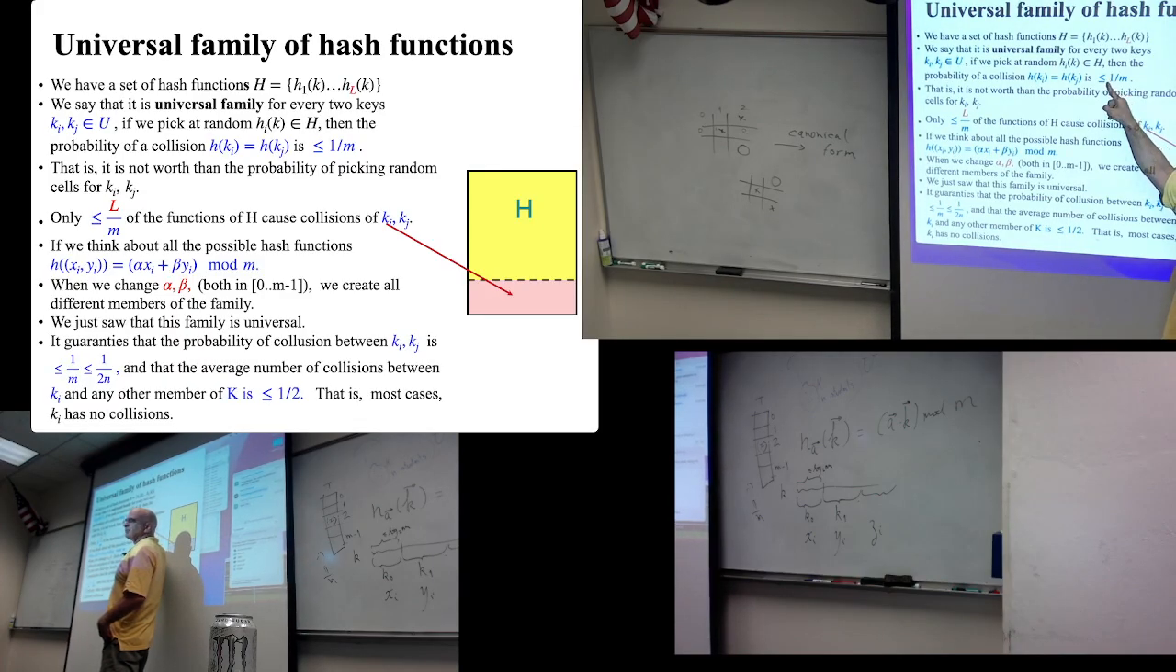And you'll find different books that define the universal family slightly differently. The textbook, CLRS, will say that it should be exactly equal to 1 over m. Doesn't make sense to me, so I'll go with other books that say the probability of a collision is smaller or equal to 1 over m. If it's less, even better, even fewer collisions.